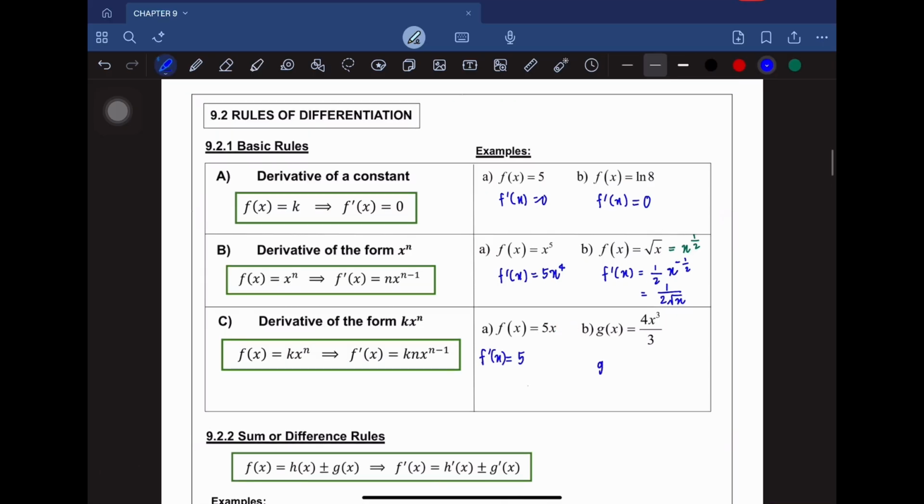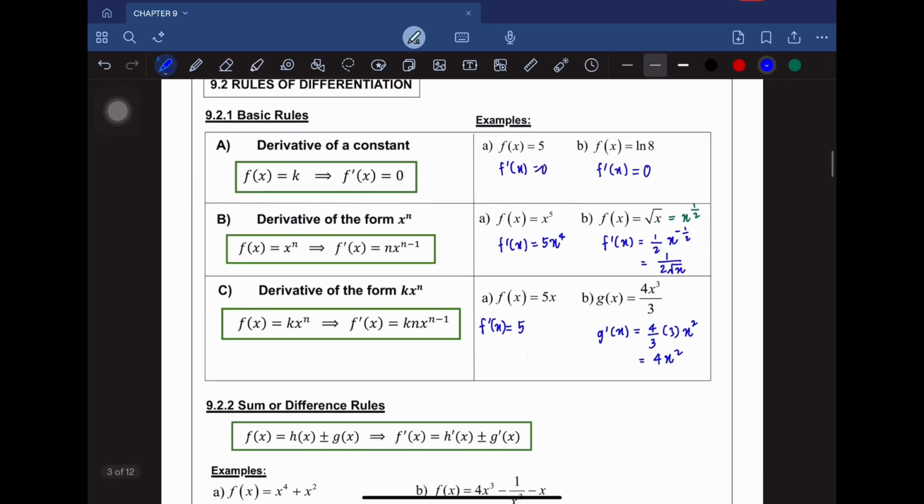Okay, and then this one g prime x pula 4/3, lepas tu power dia 3 bawa ke depan, darabkan, so jadi 3, and then power dia berkurang 1, jadi 2, so we have 4x square. Okay, simple. So these are 3 basic rules.